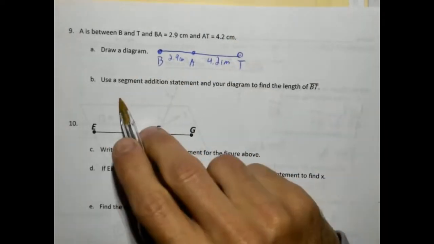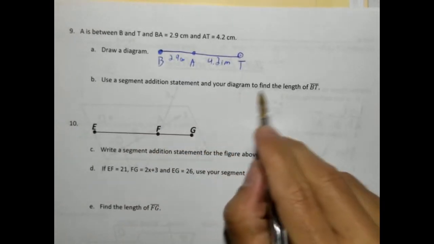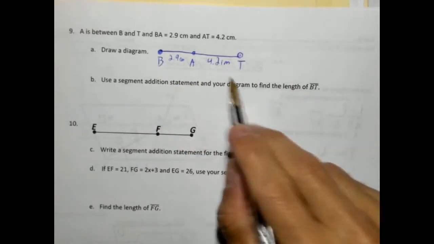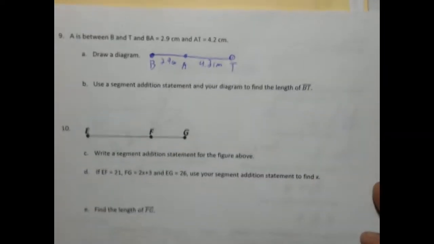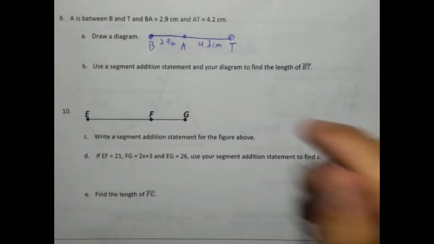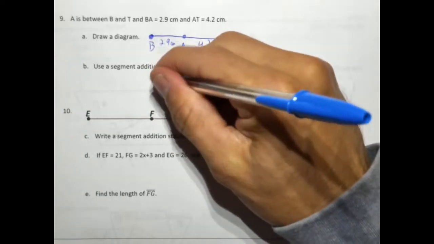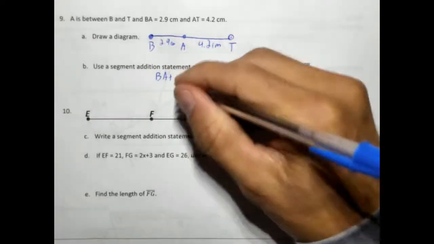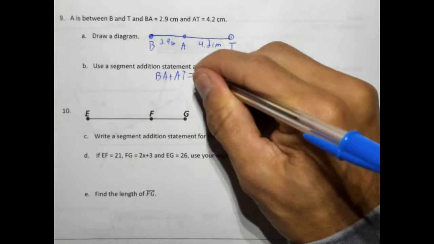Use the segment addition statement and your diagram to find the length of BT. So we're looking for the length of the whole thing. This is almost identical to the previous problem, just that they didn't start off with the drawing. You had to make the drawing yourself. That's really the only difference here. So we're going to use our statement: BA plus AT equals BT.